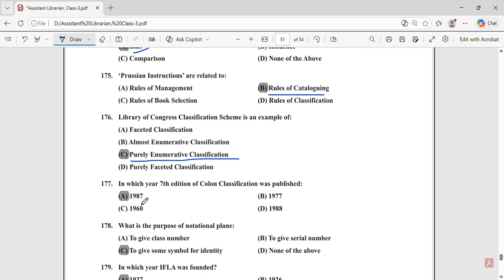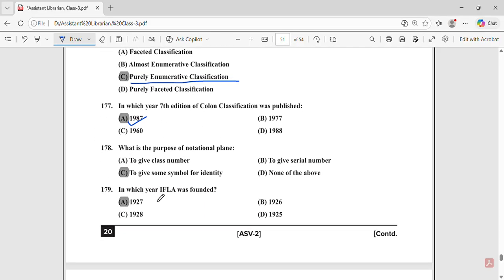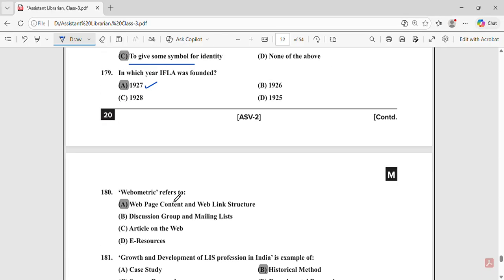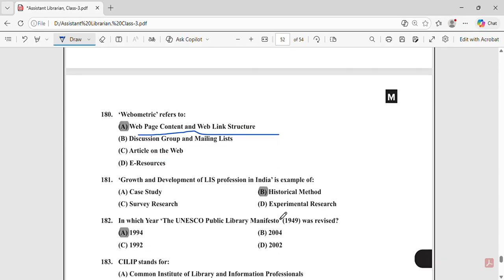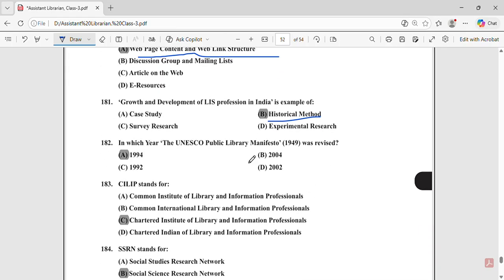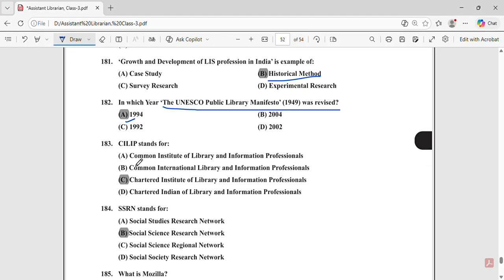Library of Congress classification scheme is an example of purely enumerative classification. In which year was the 7th edition of CC published? 1987. What is the purpose of notation plan? To give some symbol for the identifier. In which year was ILA founded? 1927. Webometrics refers to the web page content and web link structure. Growth and development of LIS profession in India is an example of the historical method.